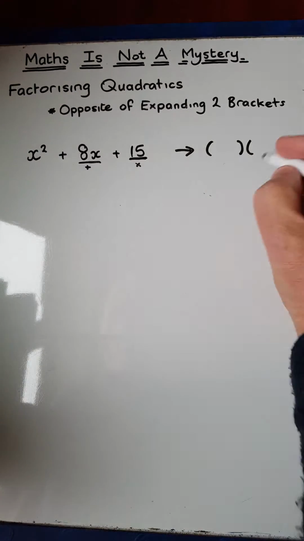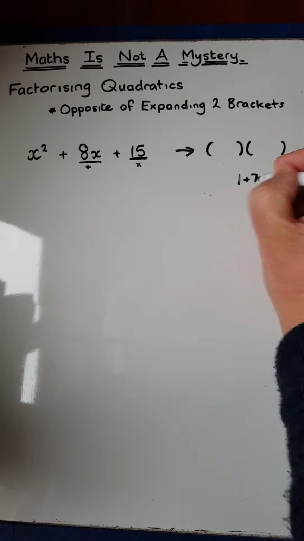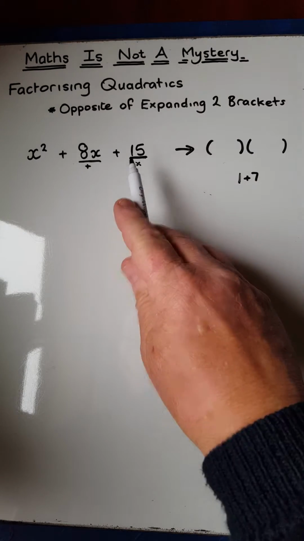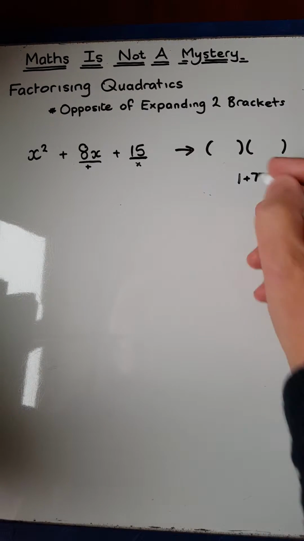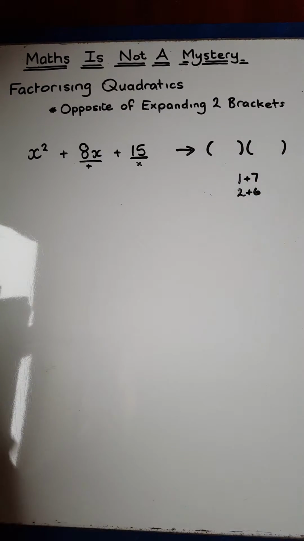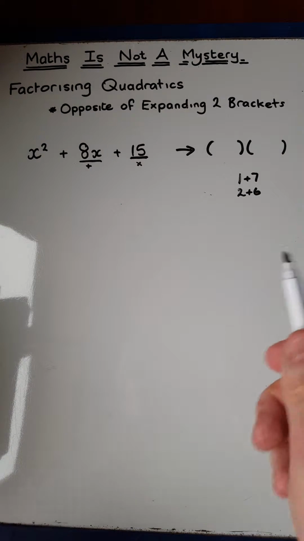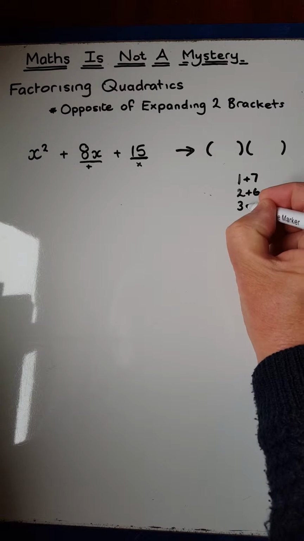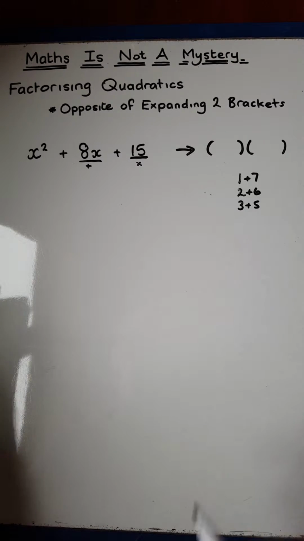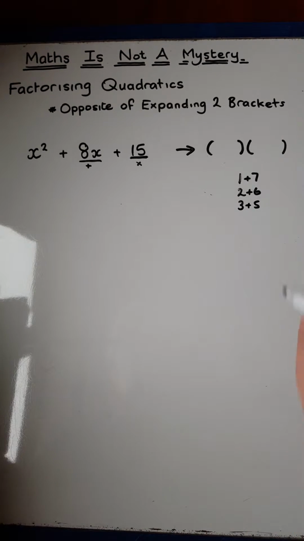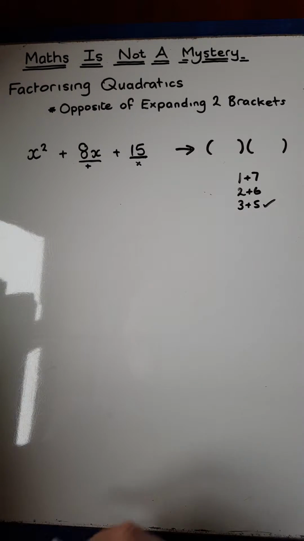To make 8, you could have 1 plus 7. But 1 plus 7 makes 8, but 1 times 7 doesn't make 15, so that's not your answer. You could have 2 plus 6. 2 plus 6 makes 8. 2 times 6 doesn't make 15. No good. You could have 3 plus 5. 3 plus 5 makes 8. 3 times 5 makes 15. That's your answer. Okay, so that's what we're going to do.